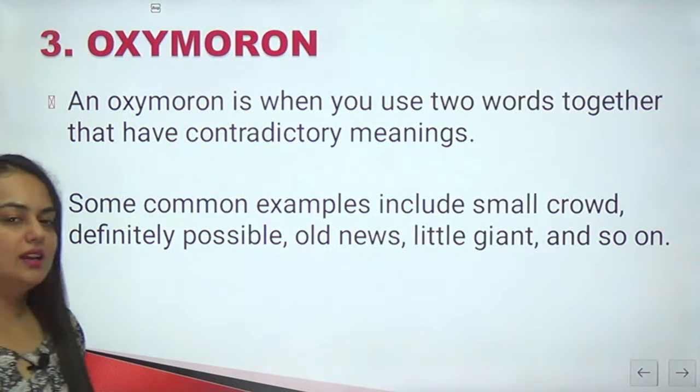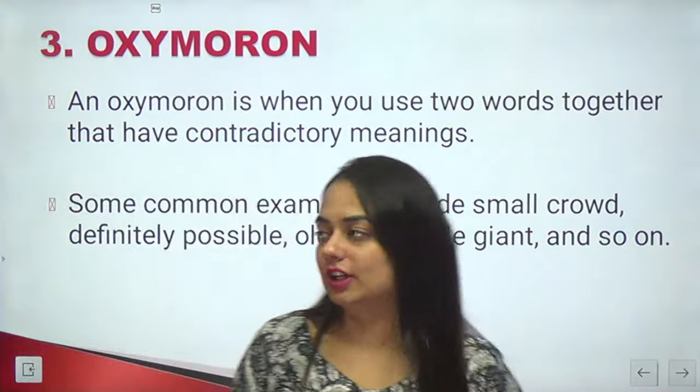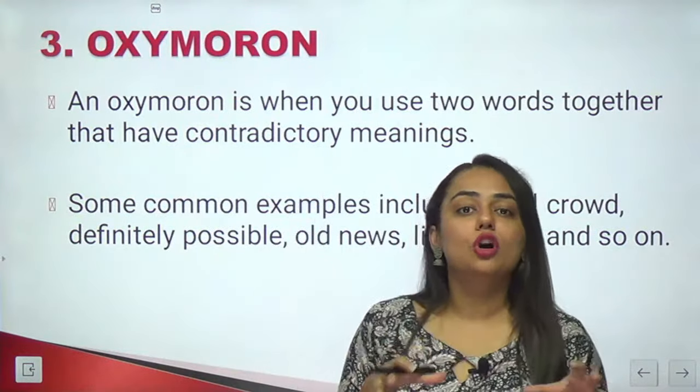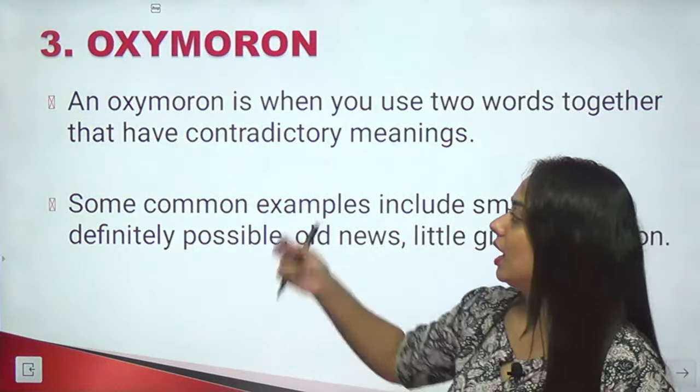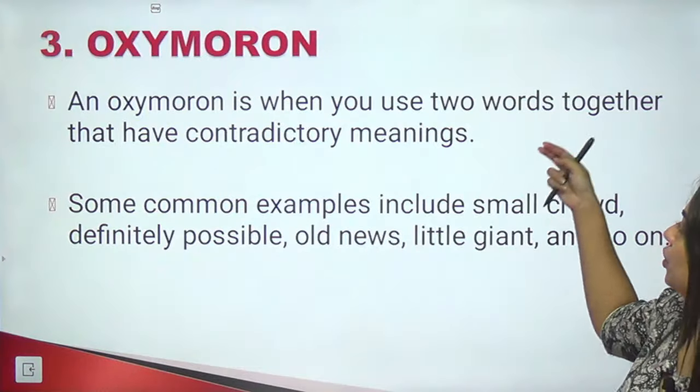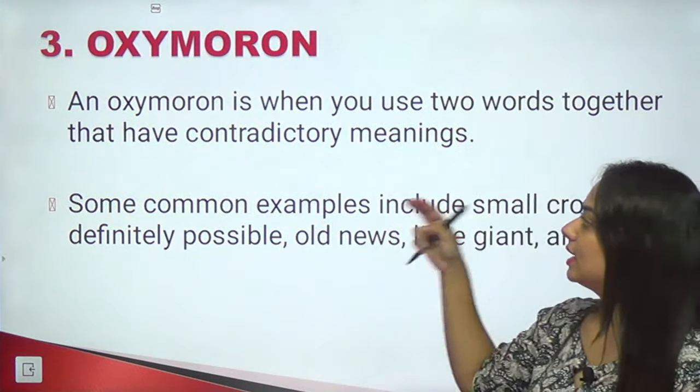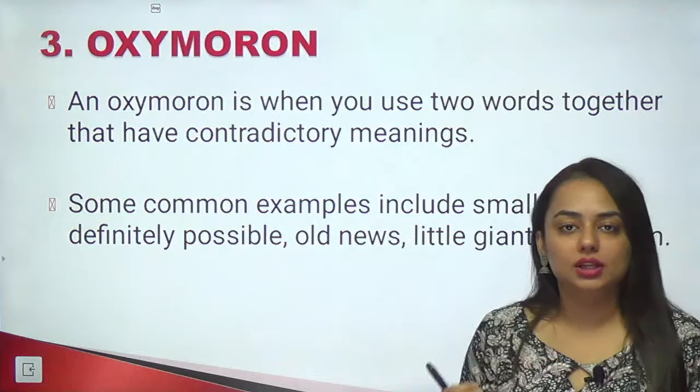Alright, let's see another very interesting literary device, which is oxymoron. Oxymoron क्या होता है? An oxymoron is when you use two words together that have contradictory meanings.